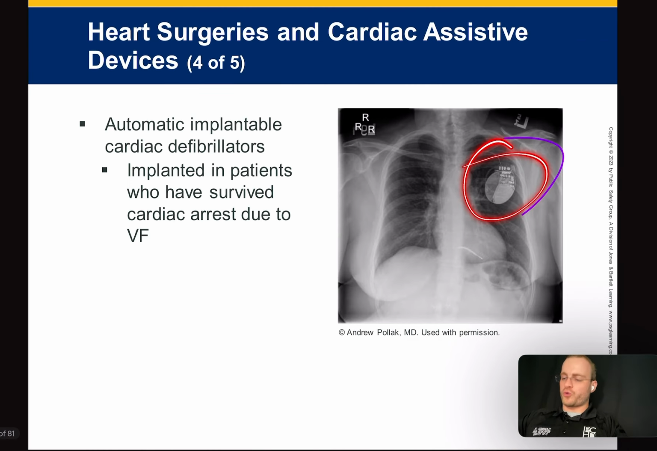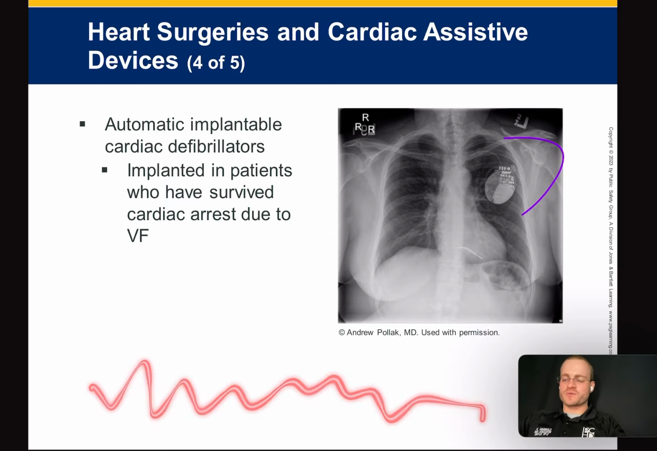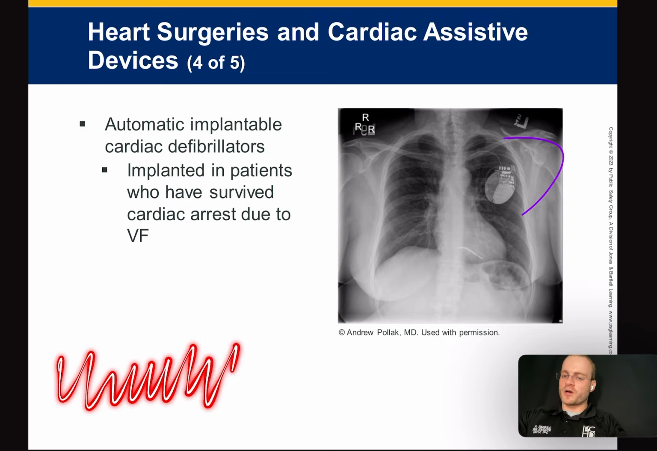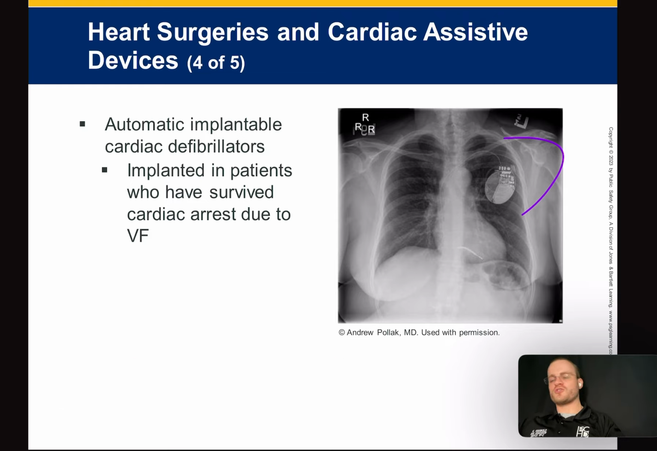But it's both a pacemaker that sets the pace, and if their heart gets out of whack and starts doing the weird stuff it's not supposed to be doing that's lethal, it'll zap them and pop it right back into place. So it's usually for patients that go into ventricular fibrillation, which is when the bottom of the heart just quivers and looks like this on the EKG. I showed you this earlier.